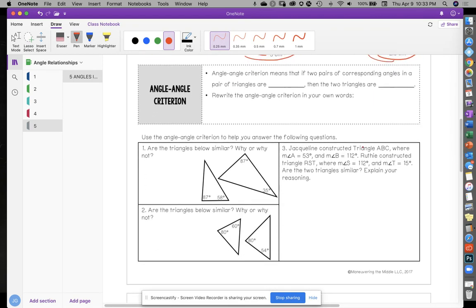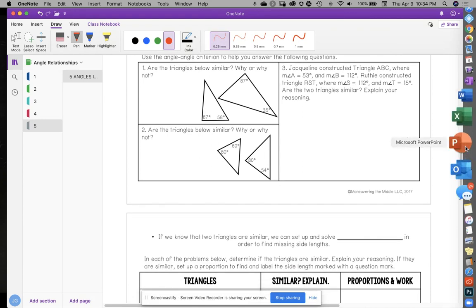Angle criterion. Here we go. An angle criterion means that if two pairs of corresponding angles in a pair of triangles are congruent, then the two triangles are similar. Okay, so let's just go ahead and get into the math.